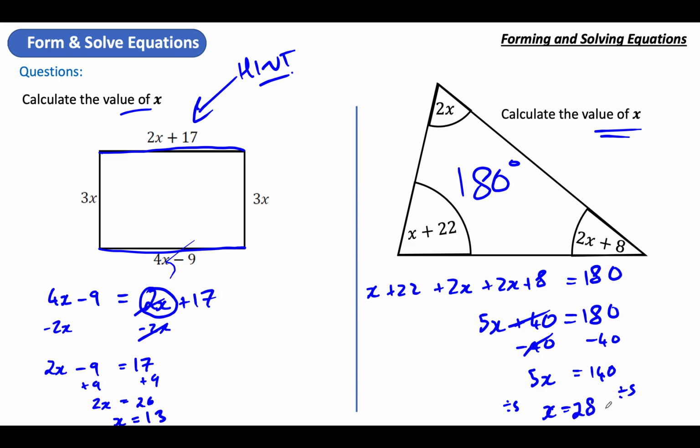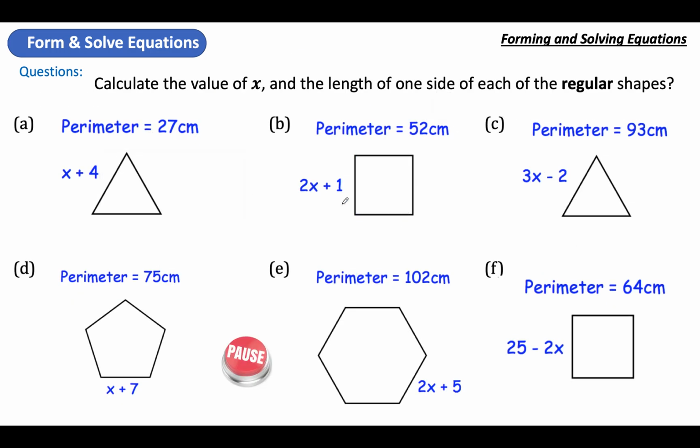So x is 28. Okay. Yeah, I know they're a bit tricky. So let's take it back just a little bit. I want you to calculate the value of x and the length of one side of each of these. So we're back to perimeter. Right? I'll do the first one for you, show you what I mean.